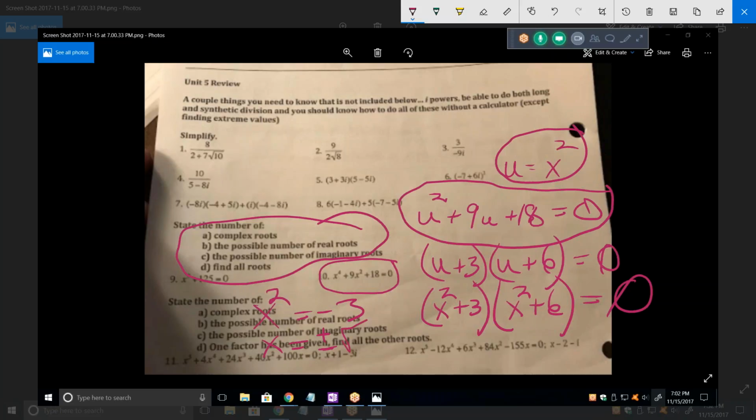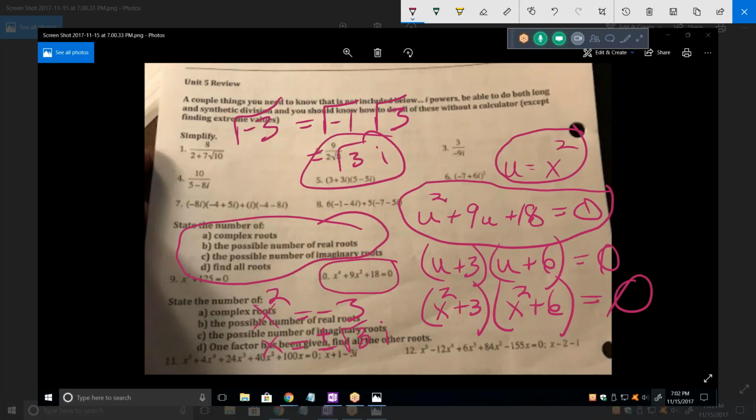Square root of 3. Square root of negative 3. Square root of 3i. Oh, right. Because here's the thing. When you take the square root of a negative number, here's the way to always figure it out. Separate it into that times that. Okay? That's i. So you end up with the square root of 3i. Make sure the i is outside the radical sign. Right.